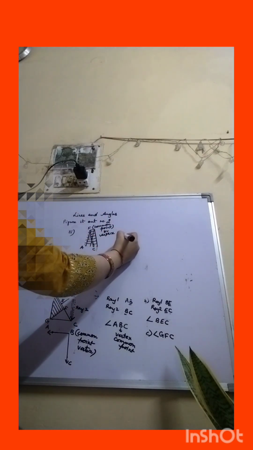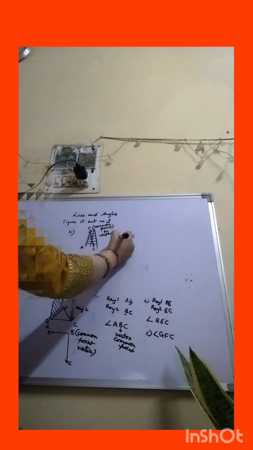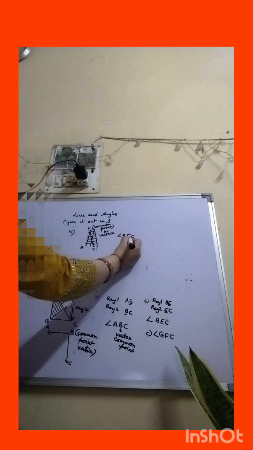So it would be AFC, angle AFC, where F is the middle alphabet, the common point. So this one angle we have marked. Now the next figure is of a bridge.